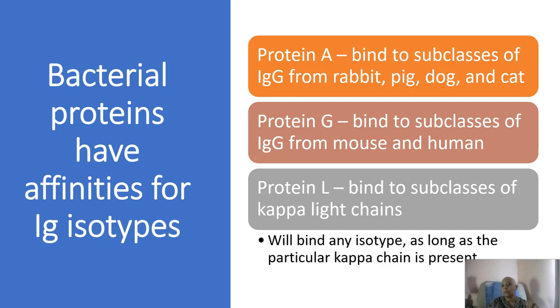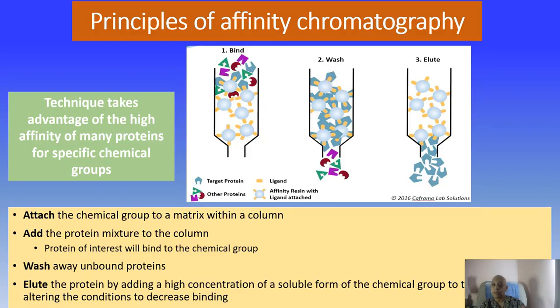And protein L is going to bind to subclasses of the kappa light chain, so it's not going to be as specific. It will just bind any isotype as long as the specific kappa light chain that it binds to is present. So in our case, because we are going to be isolating rabbit IgGs, we would want to use protein A as part of our resin to isolate. So again, to remind you, we're going to be using a technique called protein affinity chromatography. It's going to take advantage of this high affinity of certain molecules to bind to a specific chemical or group. In our case, we are going to be isolating rabbit IgGs, and it has a high affinity with this protein A from the bacteria. So that's going to be our chemical group.